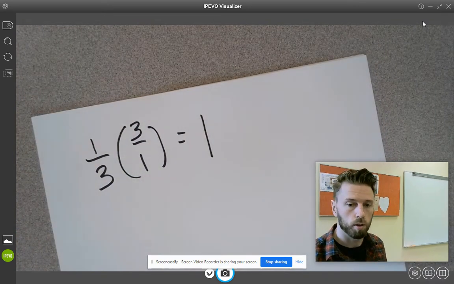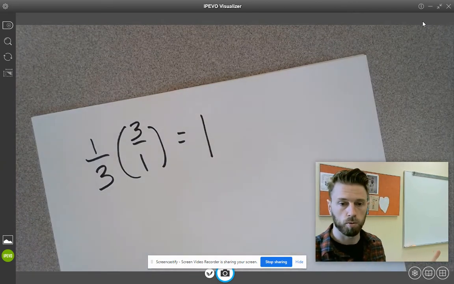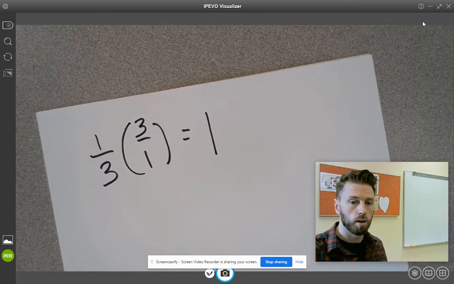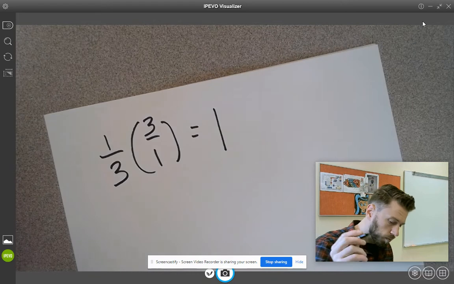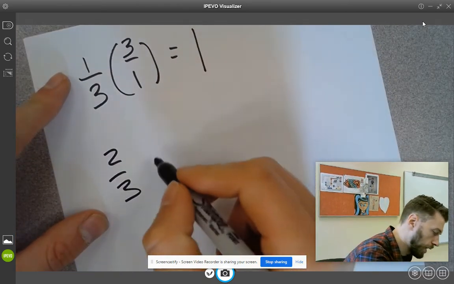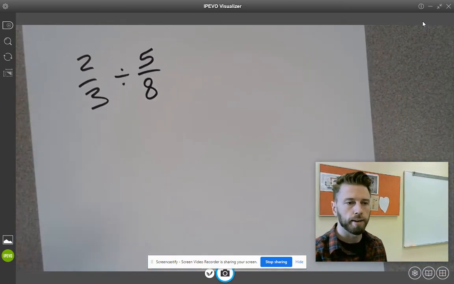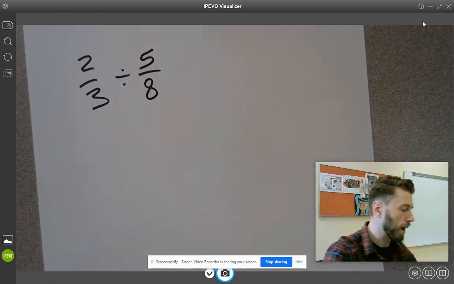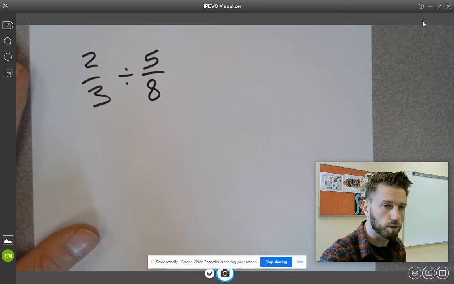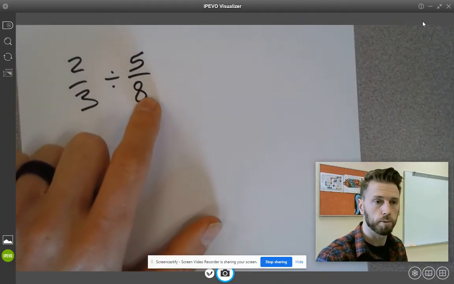So reciprocals are really important because in order to divide fractions, you have to multiply by the reciprocal. That's all you got to do is flip that second fraction, the divisor, and then multiply. So for example, if we have a problem like 2/3 divided by 5/8, in order to divide these fractions, all you have to do is multiply by the reciprocal. What that means is never change the first fraction. It's only the divisor that gets flipped. Only the second number that gets flipped.